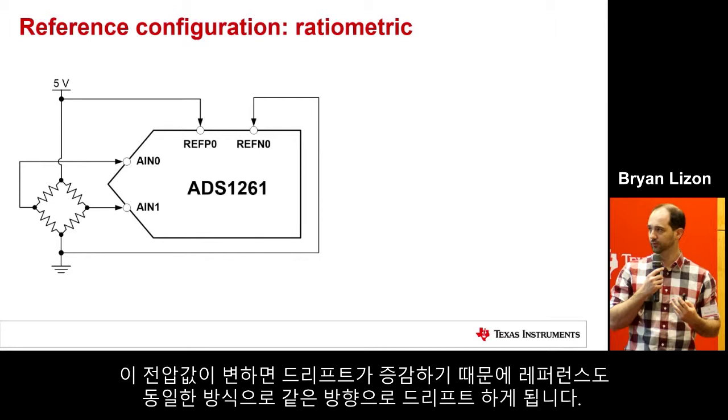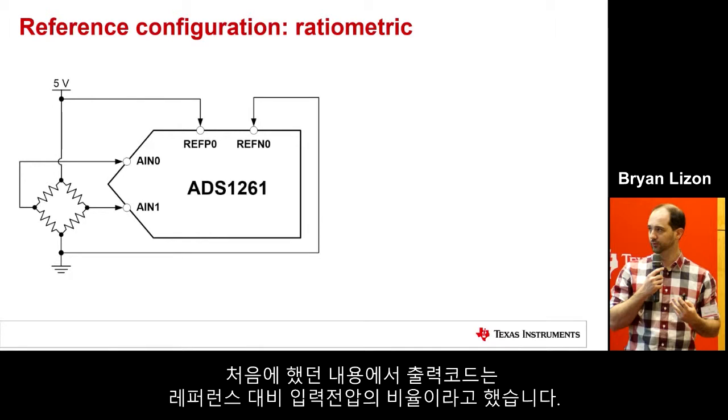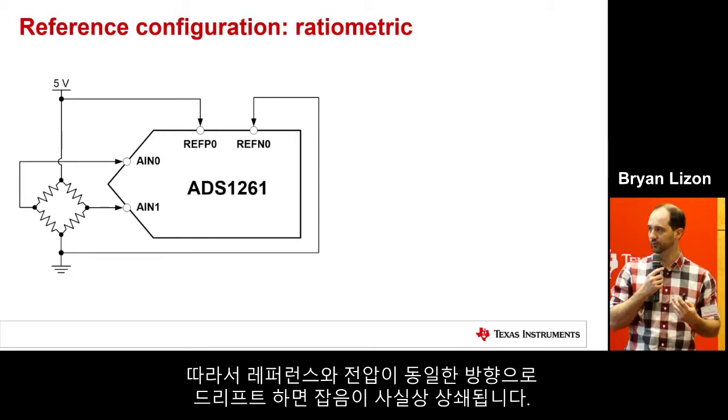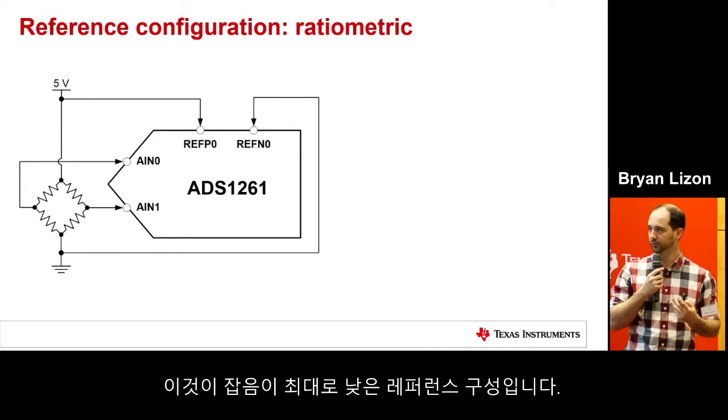So if this voltage changes, if it starts to drift up or drift down, the reference drifts the same way, in the same direction. If you go back to the very beginning, the output code is a ratio of the input voltage to the reference. So if those are drifting in the same direction, that noise effectively cancels out. So this is actually the lowest noise reference configuration you can use.